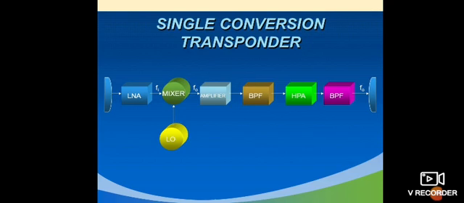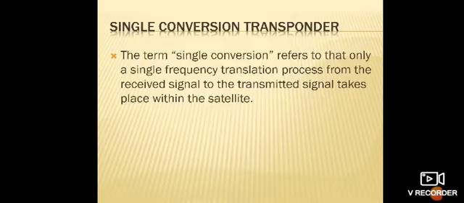Whenever we have the local oscillator generating 2 gigahertz of frequency, and it comes to the mixer, the input from the LNA, that is the low noise amplifier, is 6 gigahertz, and the local oscillator gives 2 gigahertz. In this mixer the difference of the two signals is 4 gigahertz. Like that we get the output as 4 gigahertz. This is the single conversion transponder.